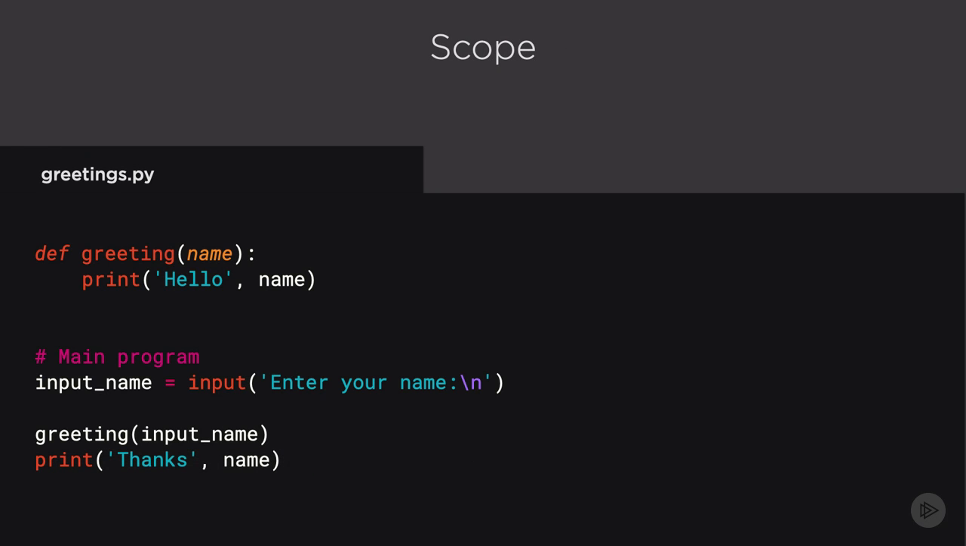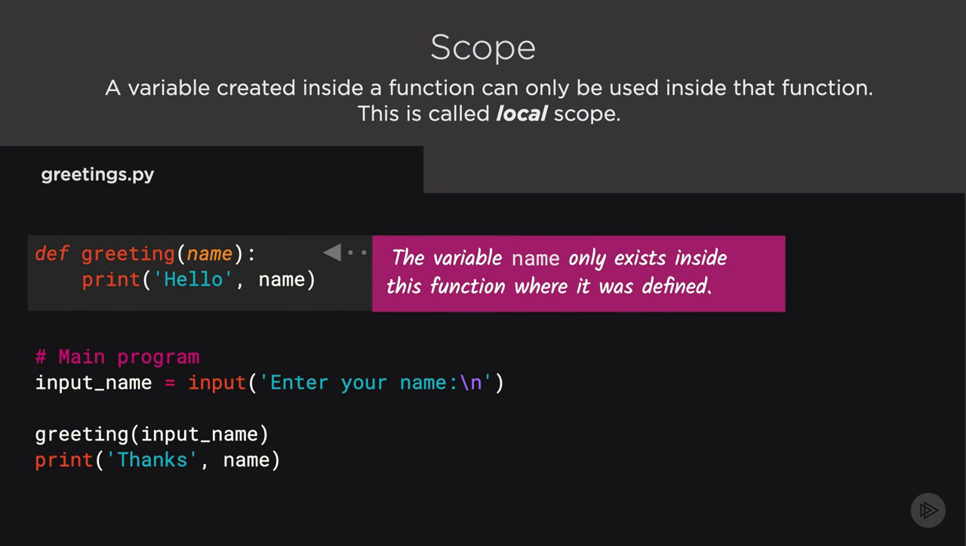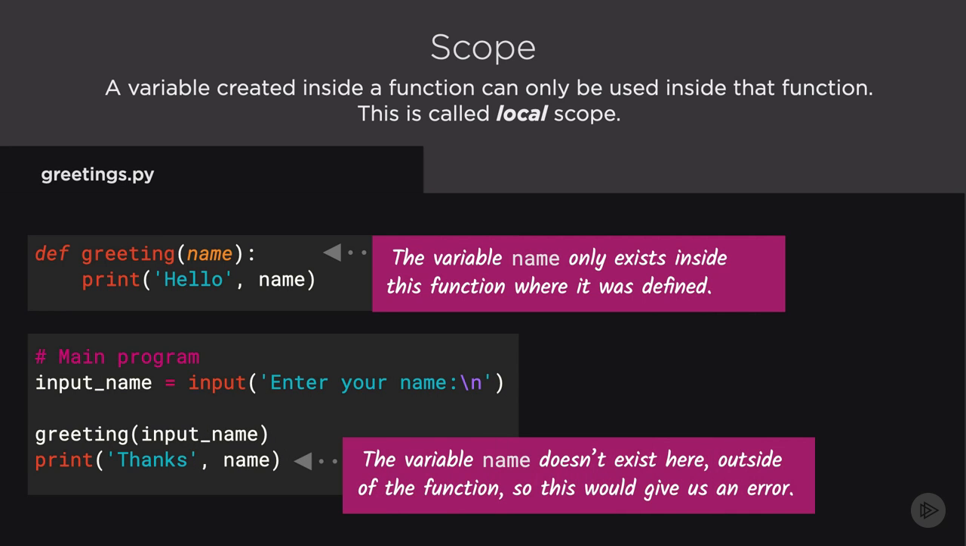Just like order matters in your program, so does scope. A variable created inside a function can only be used inside that function. This is called local scope, which means in our greeting program, the variable name only exists inside the function where it was defined. So if we tried to use the variable name in the main body of our program by printing out name, we would get an error that name is undefined.